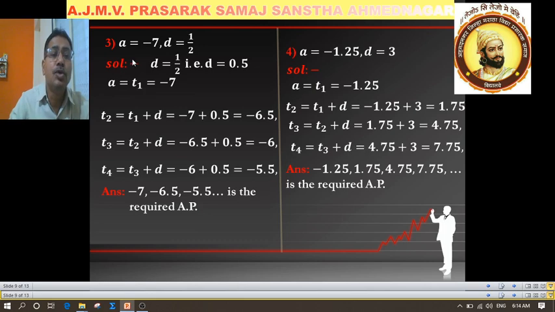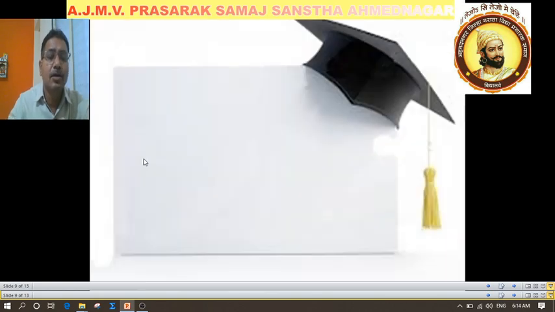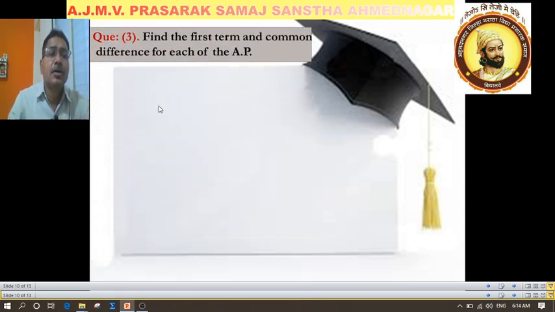So in this way, if we know the first term and the common difference d, then we can obtain the whole required arithmetic progression. Now take the last question of practice set 3.1. Find the first term and common difference for each of the following arithmetic progressions. First arithmetic progression: 5, 1, minus 3, minus 7.